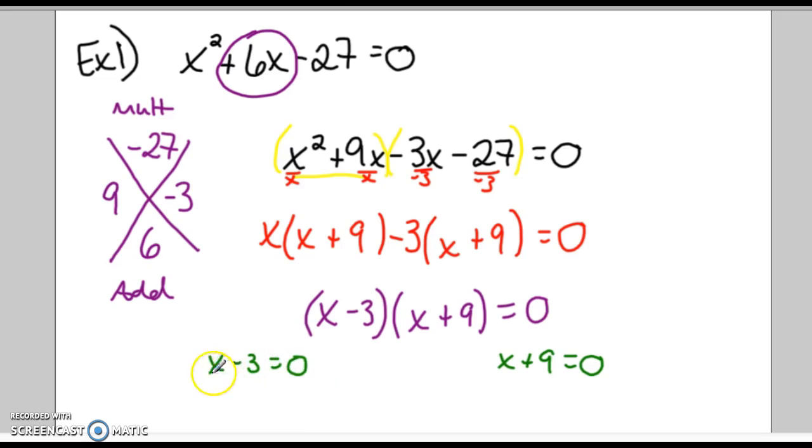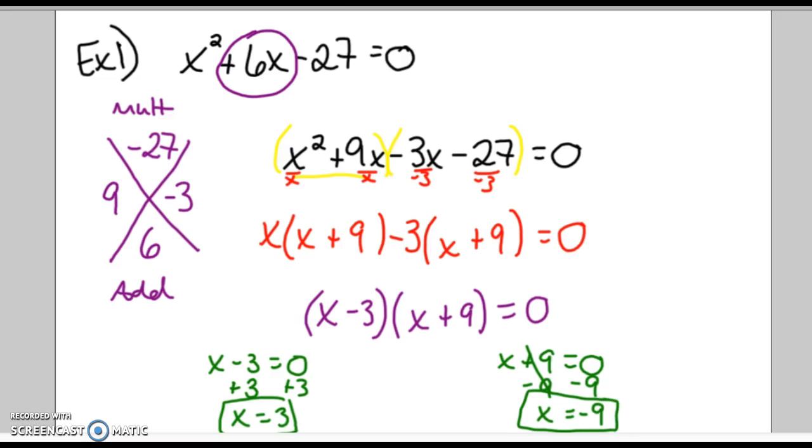With this first equation, I have x minus 3 equals 0, so I'm going to add 3 to the other side to get x by itself. So I now have x equals positive 3, which is one of my answers, and I'm going to box it. Over here I have x plus 9 equals 0, so since it's addition, to cancel out the 9 and move it to the other side, I'm going to subtract. And so I now have x equals negative 9. That is my second value for x that I'm going to box.